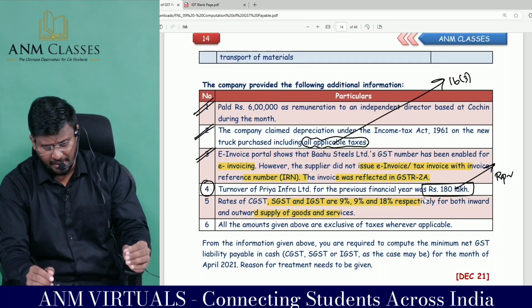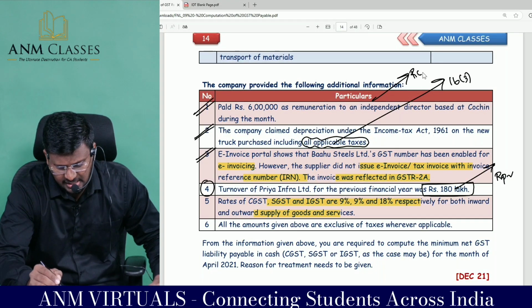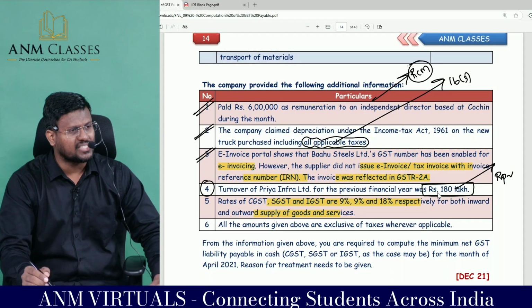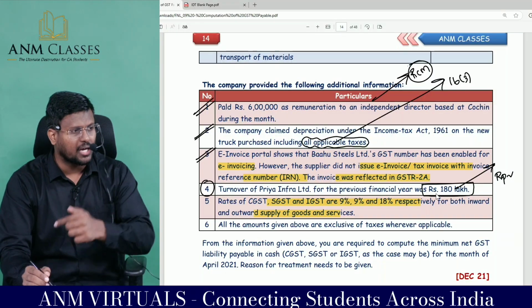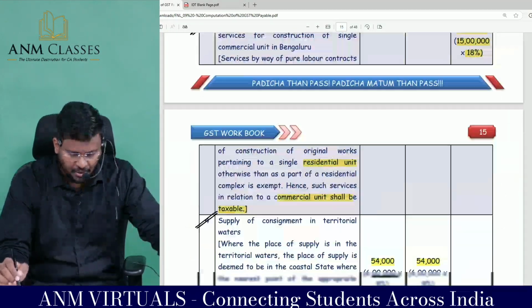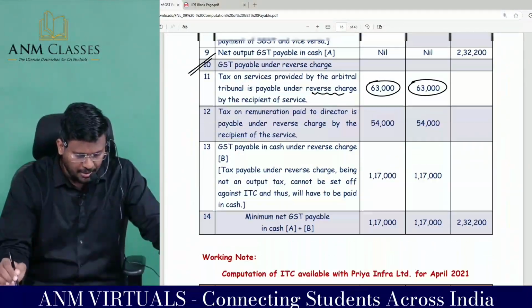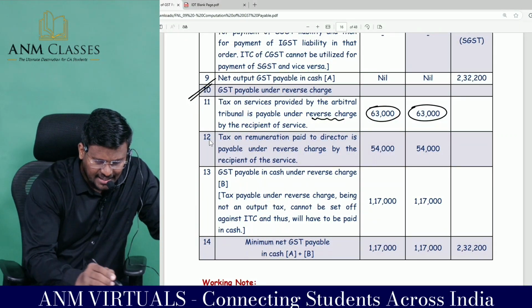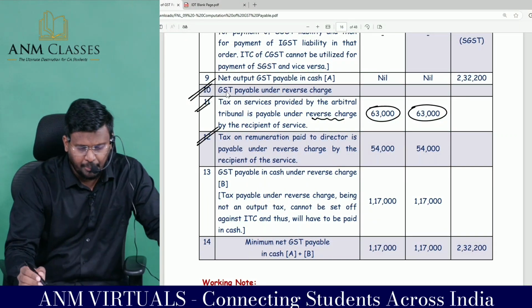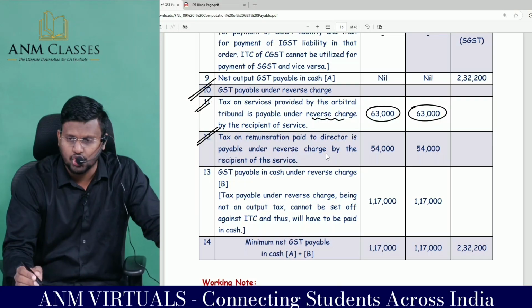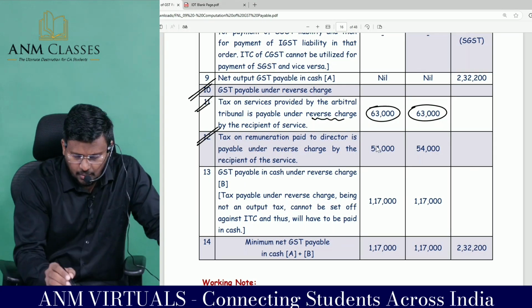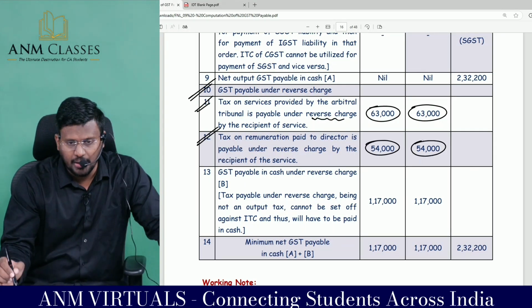Since he is an independent director, it is covered under RCM. It should be added to the output tax liability, and it can also be claimed as ITC. Comfortable, sir? So, adding to the output tax liability: tax on remuneration paid to a director is payable under what charge? By the recipient of the service, so value into the amount.